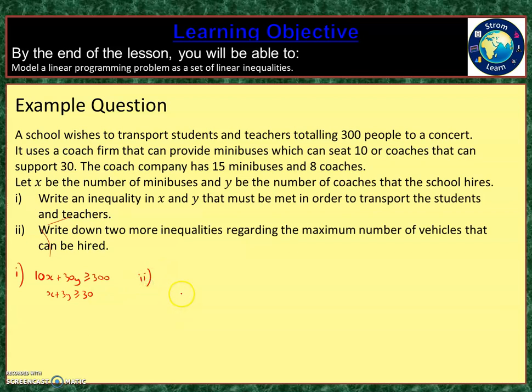So let's look at part 2. This says write down 2 more inequalities regarding the maximum number of vehicles that can be hired. So the maximum number of vehicles that can be hired, right? There's only 15 minibuses and 8 coaches. So if x is the number of minibuses, then x must be less than or equal to 15, and y must be less than or equal to 8. So here we go, we have set up 2 more inequalities regarding the maximum number of vehicles. We've got one for minibuses and one for the coaches.